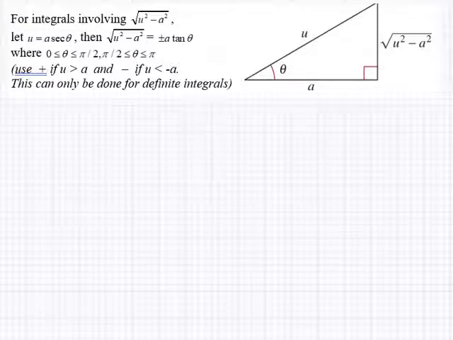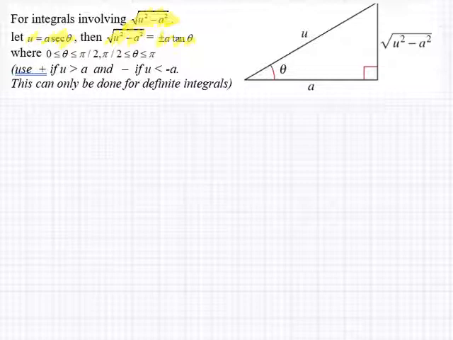And now the final substitution. The final substitution is for the square root of u squared minus a squared. And this one's different than the first one because of the order in the subtraction. Here the u, which is the function of x, comes before the constant. So for this one, we're going to say that u equals a secant theta, and what that does is it turns that square root into a tan theta. Now notice we have a plus or minus here. I'll explain that in a second.